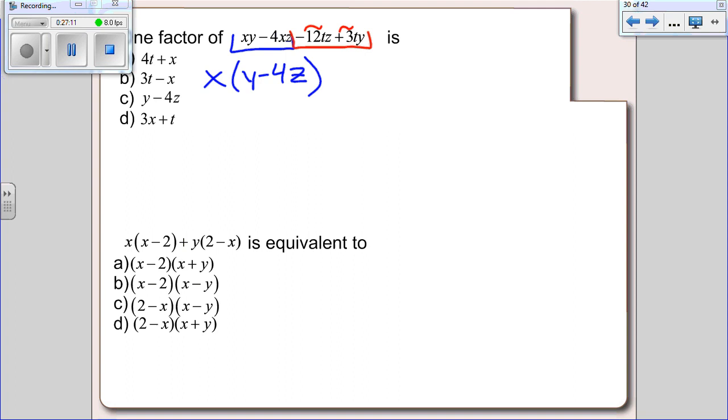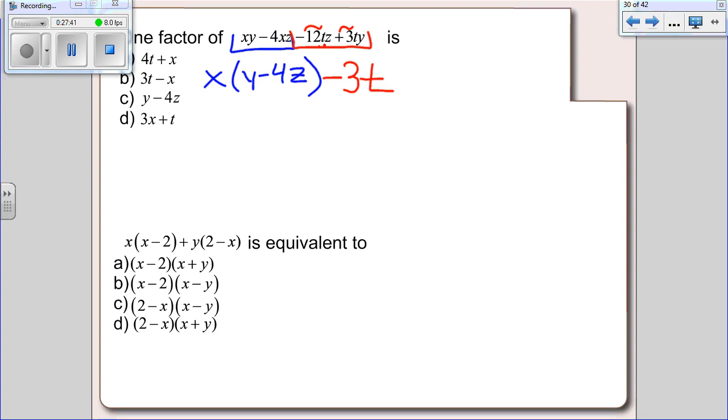The next thing is I check my letters. Is there a T in both of these? Awesome. So it's going to be a negative 3T. Is there a Z in both of these? Nope. Is there a Y in both of these? No. So my greatest common factor is negative 3T. If I was to take out a negative 3T from both things on the red side, I'd be left with 4Z.